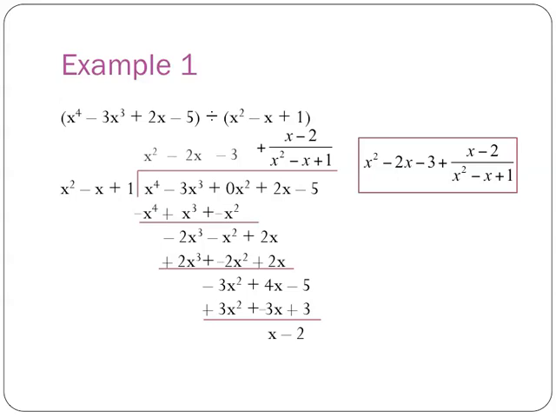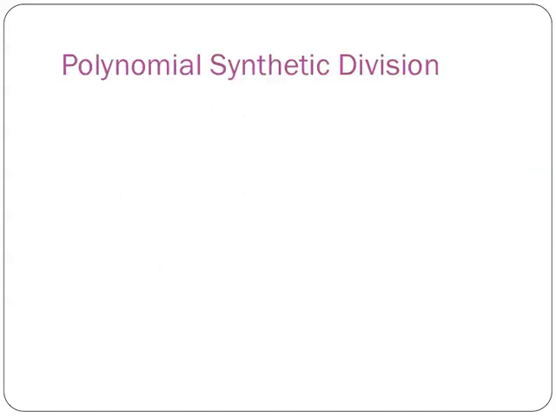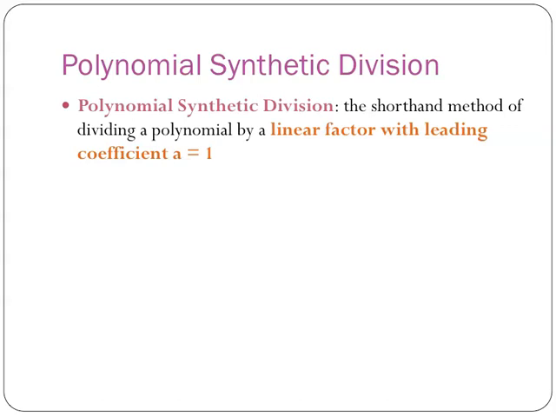Now there's another type of division that's called polynomial synthetic division. Polynomial synthetic division is what we call the shorthand method of dividing a polynomial by a linear factor with a leading coefficient of 1. Now you'll notice in the example that we just did, we were not dividing by a linear factor, we were dividing by a quadratic factor. So we wouldn't have been able to use this shorthand method.